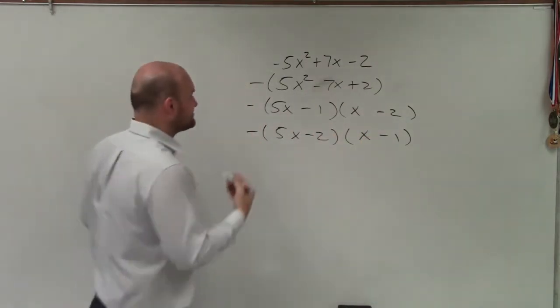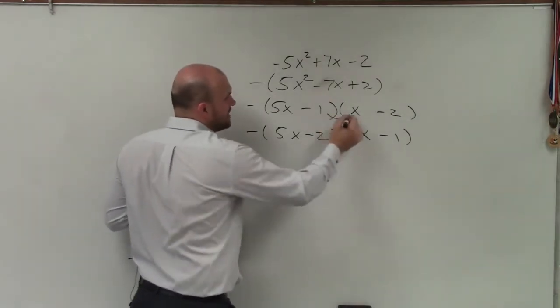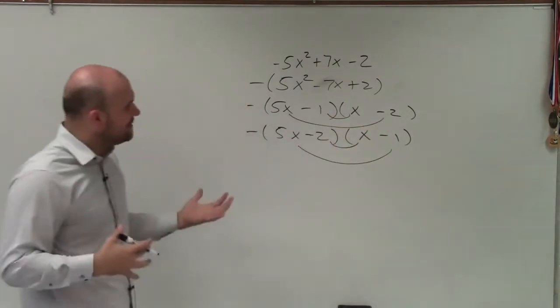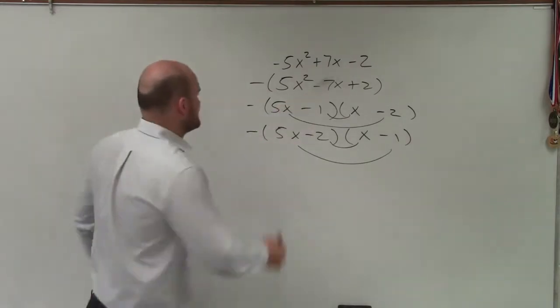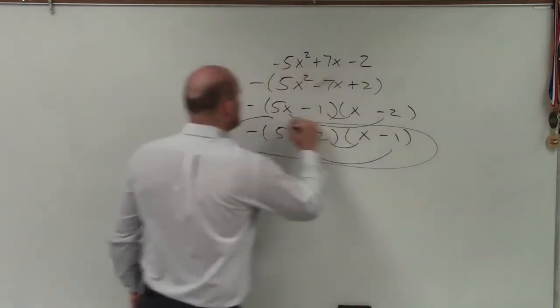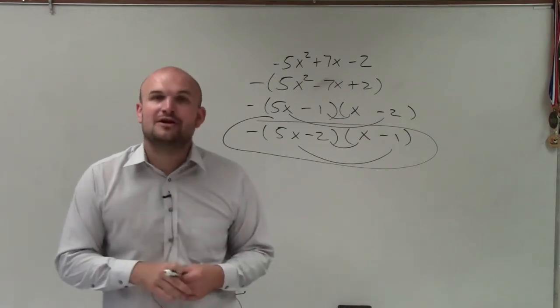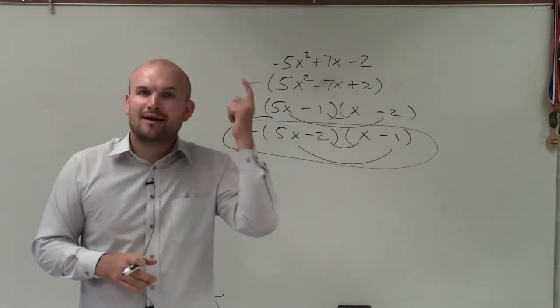So it works. So now what I need to do is just say, well, what inner and outer terms, when I multiply and combine them, are going to add to give me negative 7x? And what you'll notice is this one right down here works. So there you go, ladies and gentlemen. That is how you factor a trinomial by using your head.